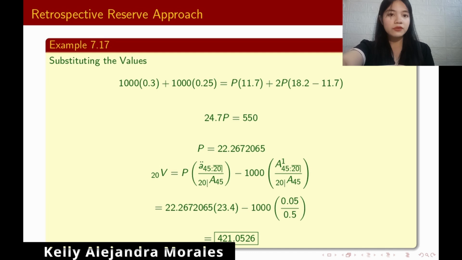Next step is to calculate the benefit reserve, which is 20V equals P multiplied by the quantity of a double dot 45 angle 20 over capital A 45 angle 20, minus 1,000 multiplied by the accumulated cost of insurance, and by substituting all the values, we get the final answer, which is 421.0526.